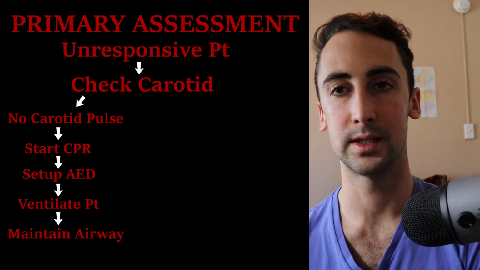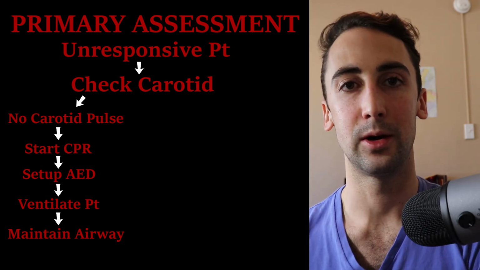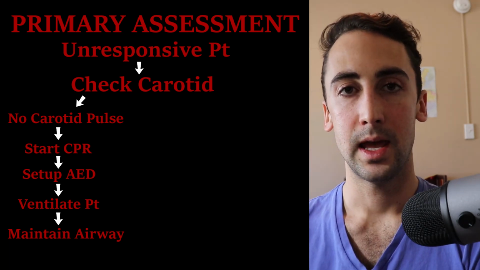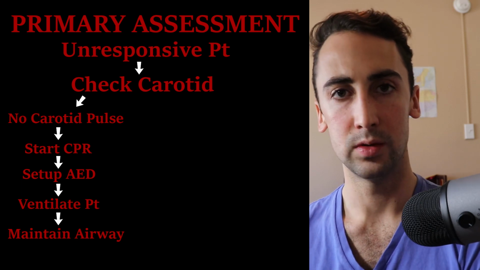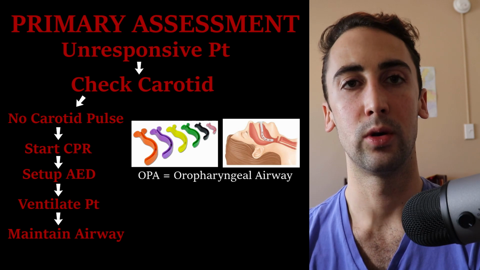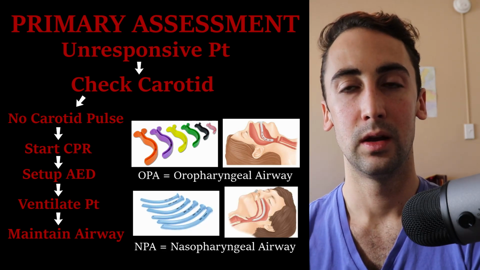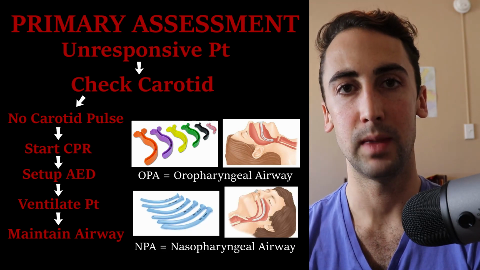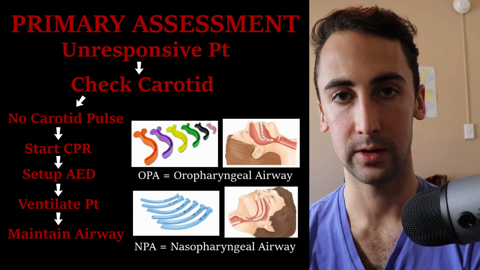So what we use is suction to get that out of their airway and clear it out. And then once that happens, we use either an OPA, an oropharyngeal airway device, or an NPA, a nasopharyngeal airway device, to maintain patency, is what we call it, for their airway.